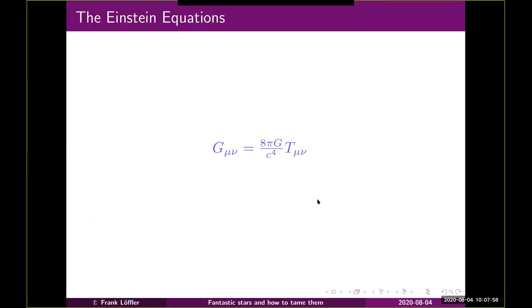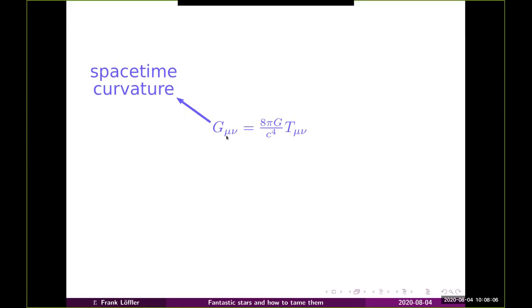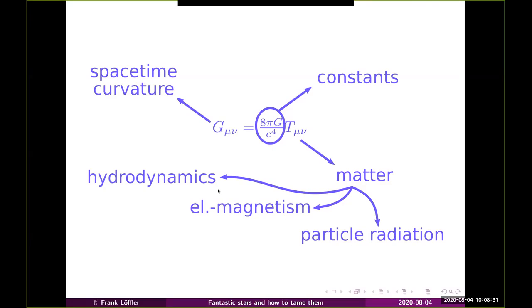Now let's look at the Einstein equations. That's quite a simple equation, but that's because all the complicated stuff is hidden in those symbols, right? But what are those? Well, G mu nu essentially deals with space-time curvature. Those are constants. They are easy. And this tensor here, the energy momentum tensor, hides all the complications about matter. And we have to write a code, and the Einstein Toolkit is one of those, that actually deals with combining these two. Matter contains hydrodynamics, electromagnetism, particle radiation, whatever matter does. Might be even more than that.